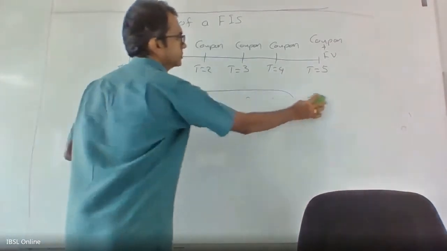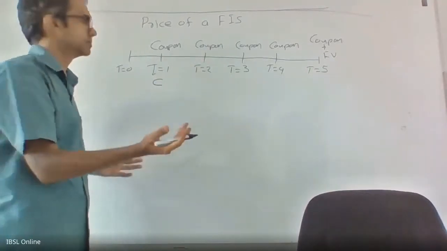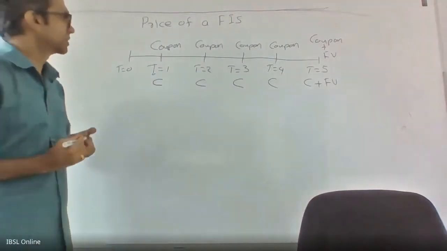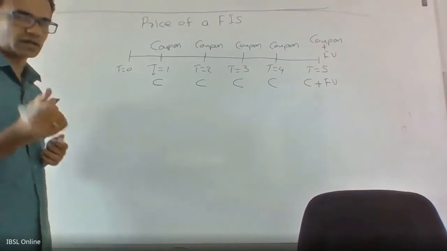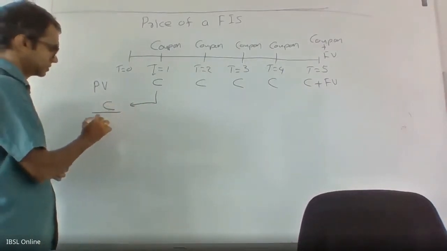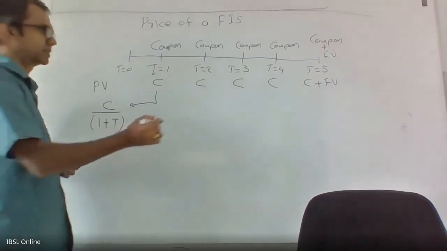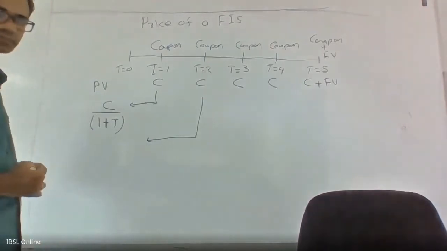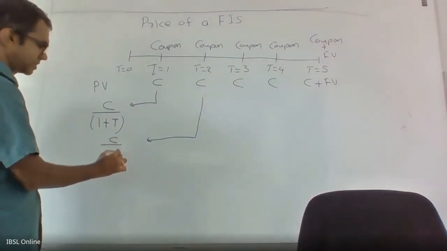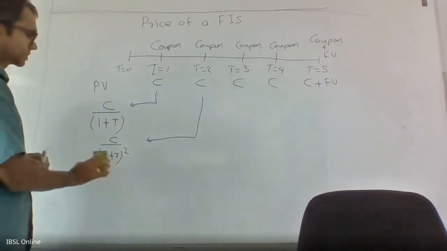What do you have to do? Since we assume all coupons are the same, I'll denote this coupon payment as C. What is the present value of the first coupon, if the required rate of return is R? Coupon amount divided by 1 plus R. What is the present value of the second cash flow? The amount is the same, C, but divided by 1 plus R to the power 2. Correct?